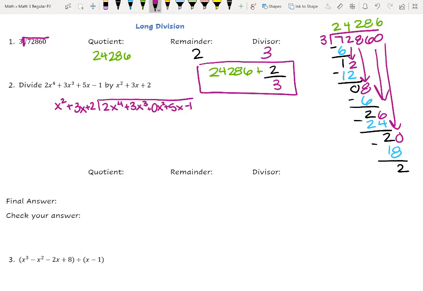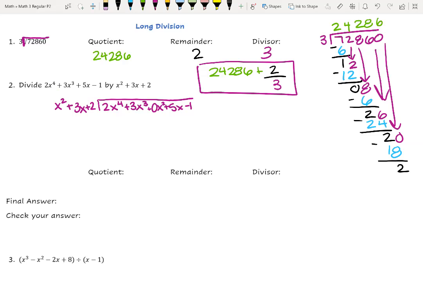So now I'm going to try to follow what I was doing over here for our numbers. I was looking at the beginning, how many times does 3 go into 7? And 3 goes into 7 twice, but I was just looking at the 7. I was just looking at that first number. And in this case, I'm just going to look at the first term, the 2x to the 4th, and the x squared. Okay, so how many times does x squared go into 2x to the 4th? Like, what can I multiply the x squared by to get the 2x to the 4th?